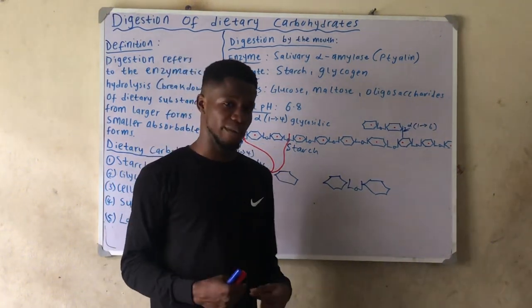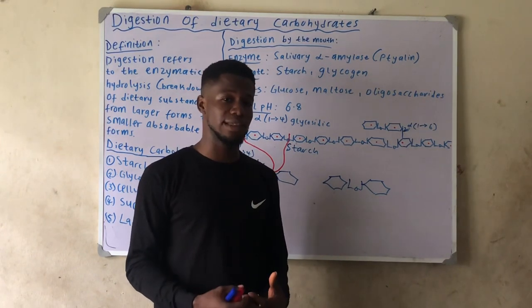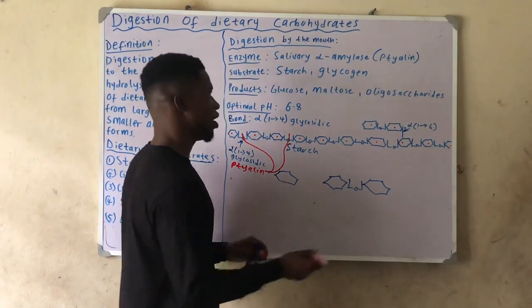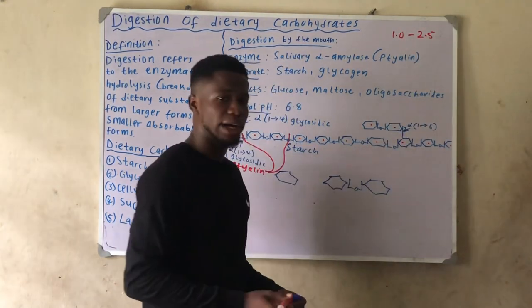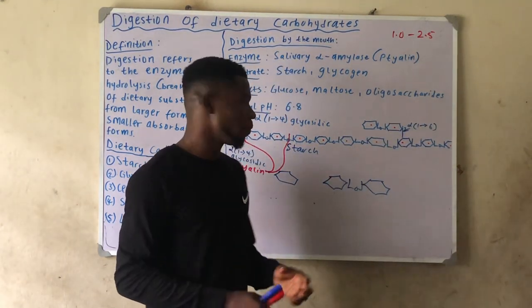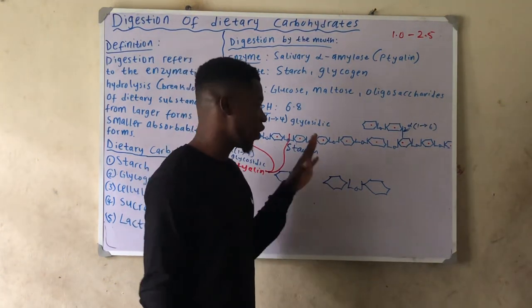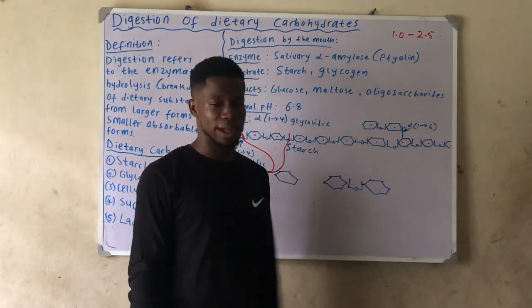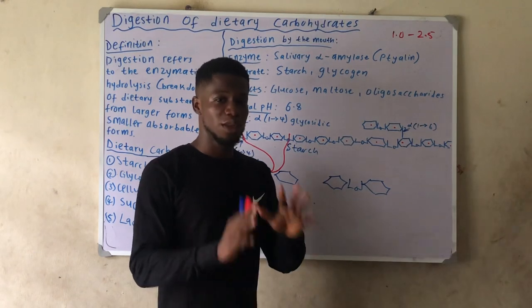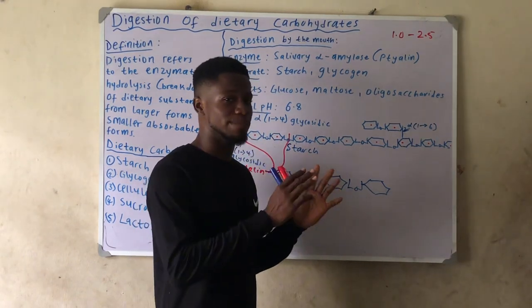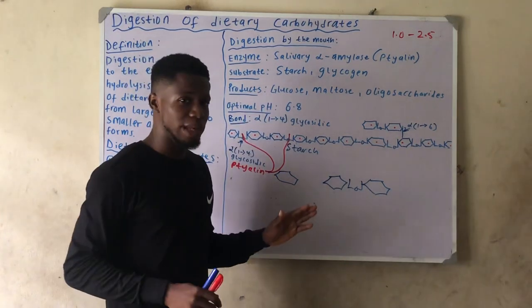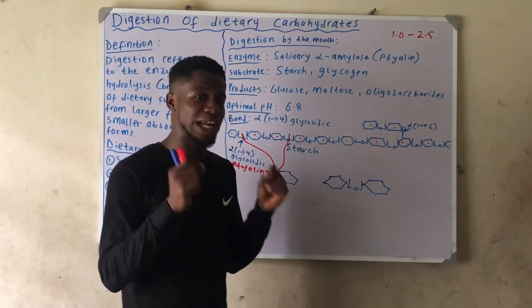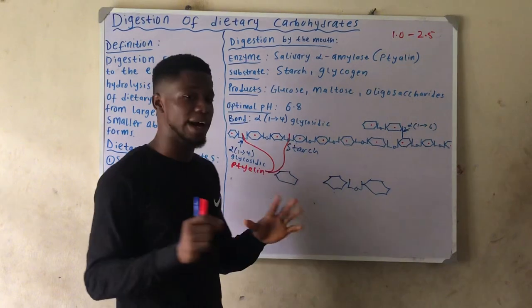But once you swallow your food and it gets to your stomach, the stomach is very acidic. The pH of the stomach is between 1.0 to 2.5. So when it gets to the stomach, the salivary alpha amylase can no longer work, meaning that whatever is left, it cannot hydrolyze further. Okay, I'll just take it over again and then we'll move to the next place where digestion happens. In the mouth, there's saliva, and that saliva contains salivary alpha amylase.